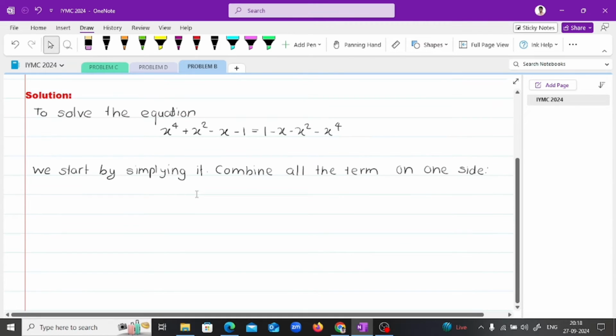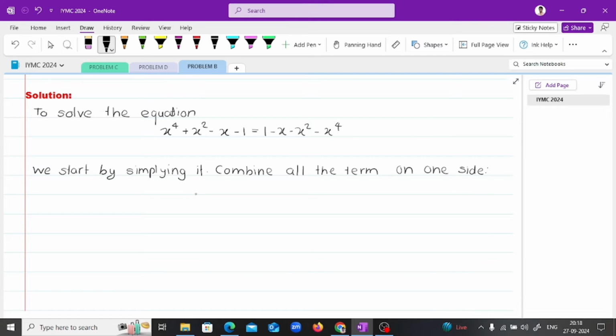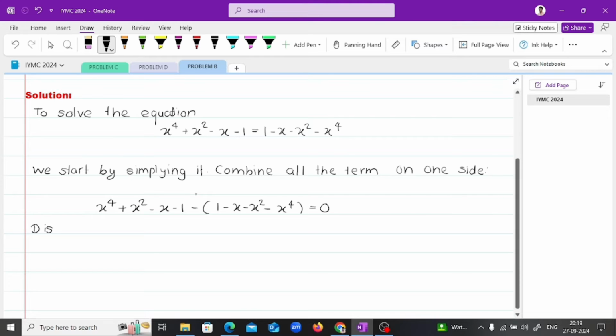So after bringing all the terms to the left side, our equation will look like this: x raised to 4 plus x square minus x minus 1 minus bracket 1 minus x square minus x raised to 4 is equal to 0. Okay, so after that we will distribute the negative sign.